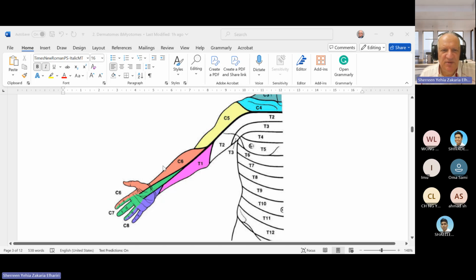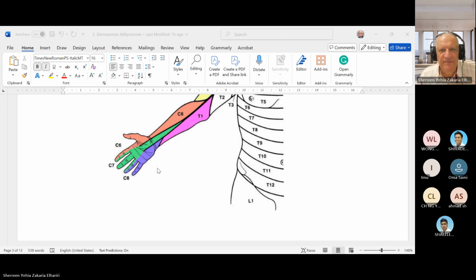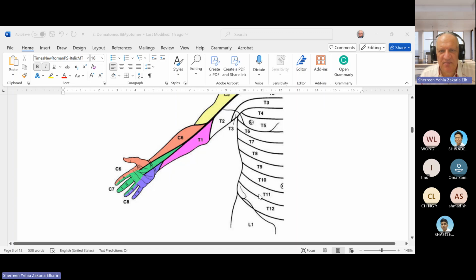Again, this is the dermatome, and it is in color, so you can see the thumb is C6, most of the fingers C7, and the little finger is C8. Later, I think we come to the umbilicus, which is T10.